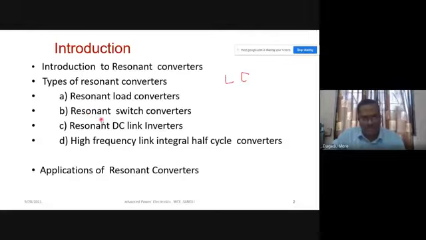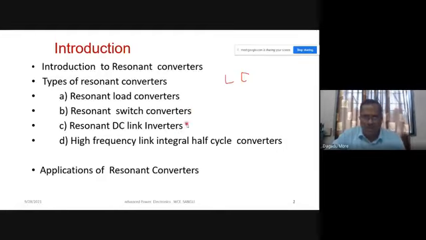Another is where we have this LC circuit, and the resonance may be formed across the switch. Switch here means a semiconductor switch. We are using IGBT, MOSFET. So the LC circuit may form a resonance across the switch, and that we can call a resonant switch converter.